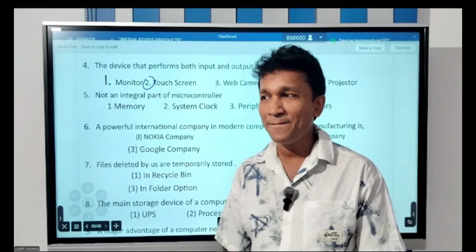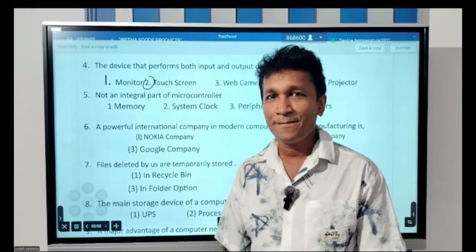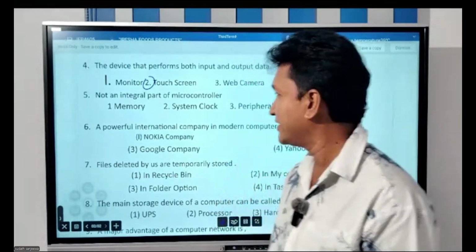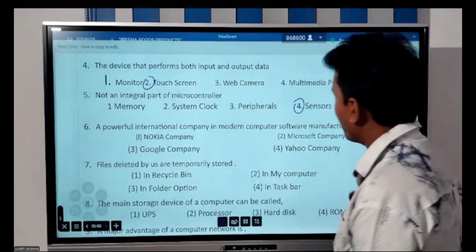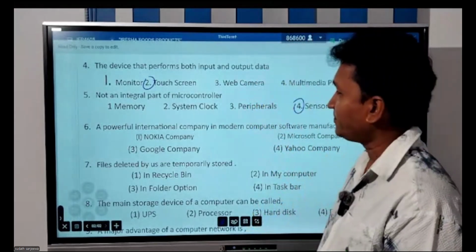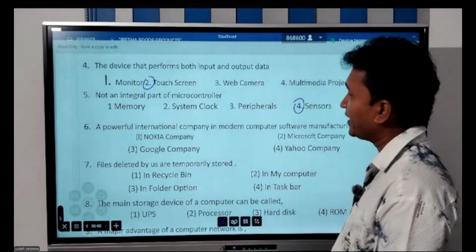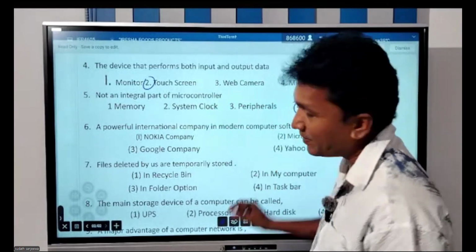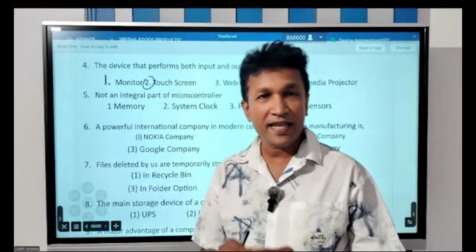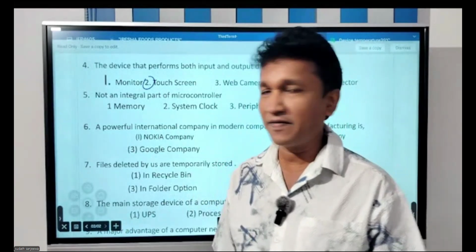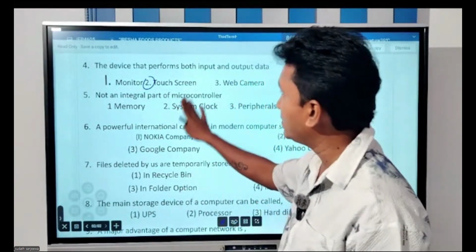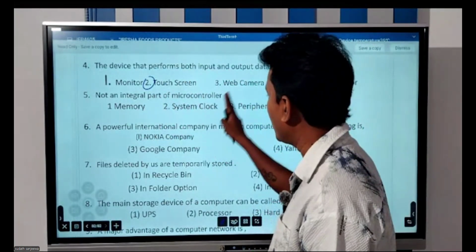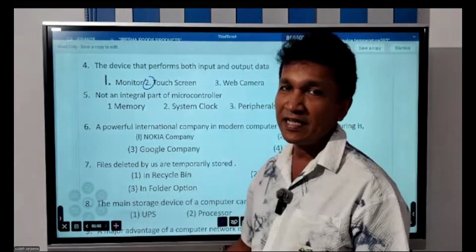CPU. CPU is there, right? Sensors are not a component of the microcontroller, but there can be sensors in the microcontroller circuit. That is a separate matter, right? But the components of the microcontroller are memory, system clock, peripherals, and CPU, right? So those are the components of a microcontroller.